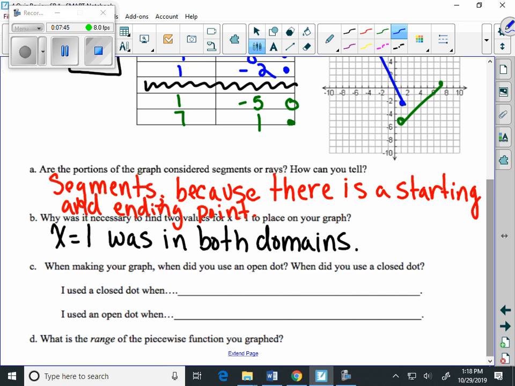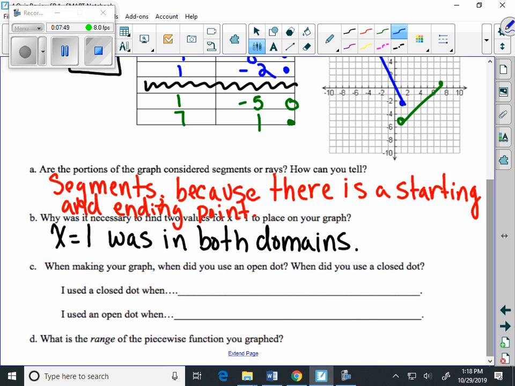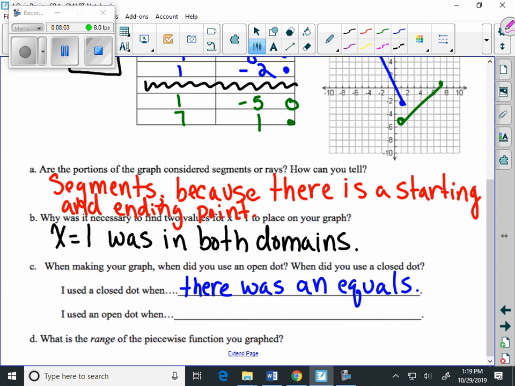When we made our graph, when did we use an open dot? Well, we used an open dot when there was no equal sign. So when did we not use an open dot? When there was an equal sign.